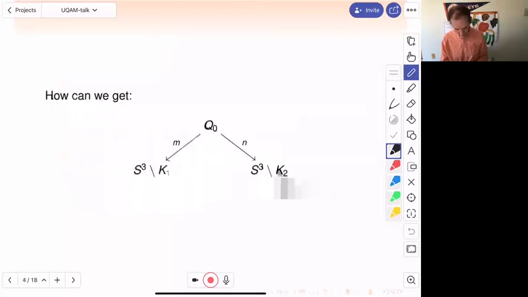Okay, so the main question for this talk is really, how can we find two hyperbolic knot complements in the same commensurability class? And so what are the various constructions, and what open questions are related to those constructions? Before, we had two orbifolds that shared a common cover, and now we want two knot complements to share a common cover.